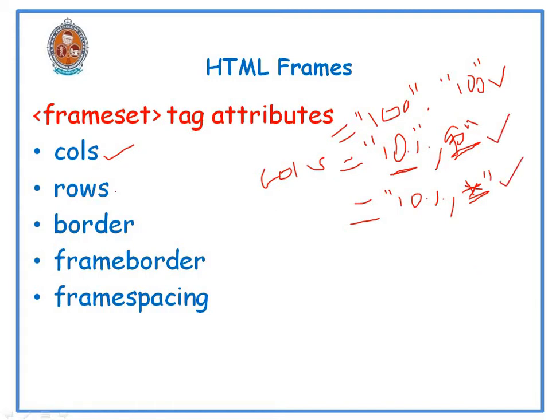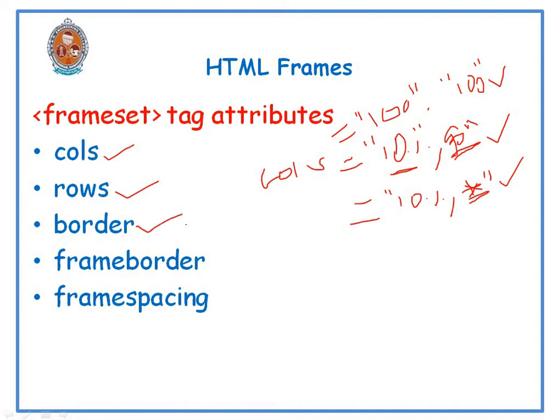Coming to the next attribute, rows. As the name indicates, rows is an attribute used to divide our browser window into multiple rows. Columns is used to divide the browser window into multiple columns, whereas rows is used to divide the browser window into multiple rows. It takes the same values. We can specify the rows values in pixels, percentages, or wildcard symbols.